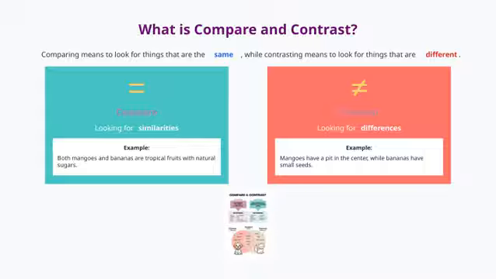Now, contrasting is the opposite. It's about spotting the differences. For instance, mangoes have a pit in the center, while bananas have small seeds. These are key differences that set them apart. Understanding both comparing and contrasting helps us see not just how things are alike, but also how they are different. This is important in many areas, from evaluating products to understanding ideas. So, keep in mind, comparing is about similarities, and contrasting is about differences. That's the core idea here.